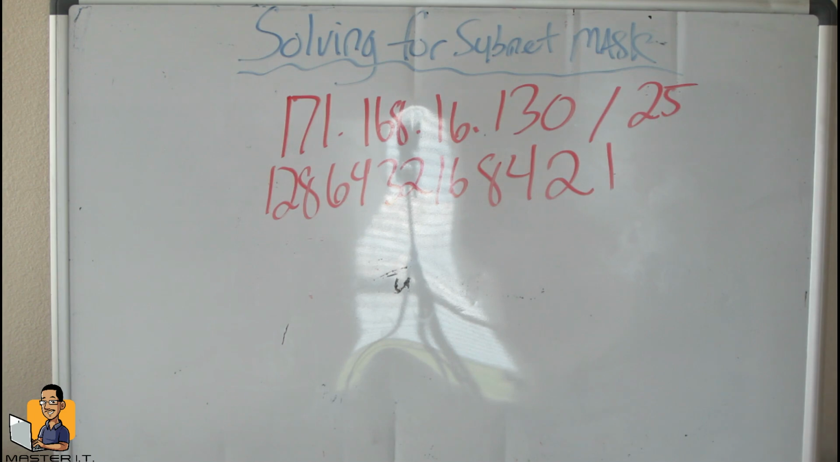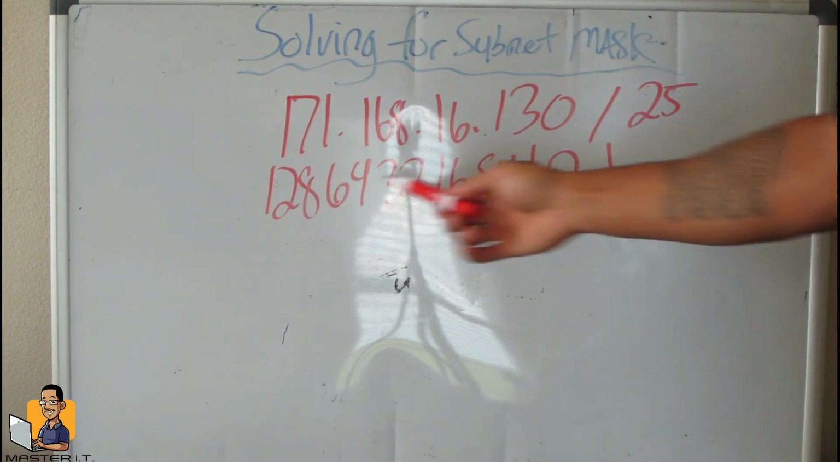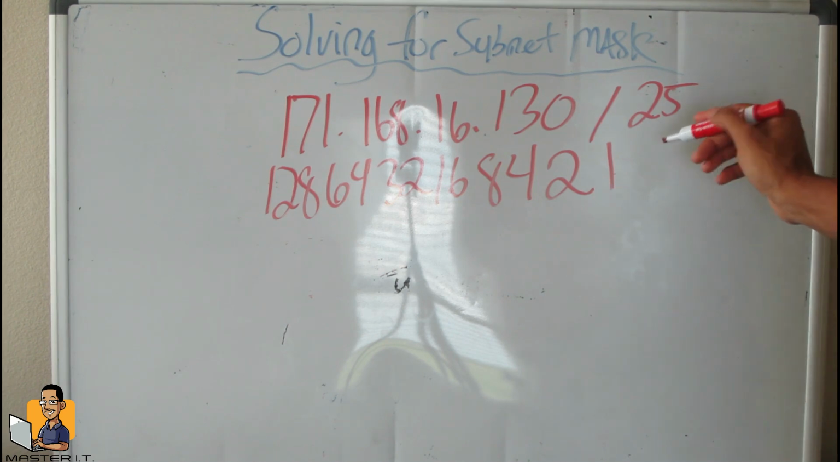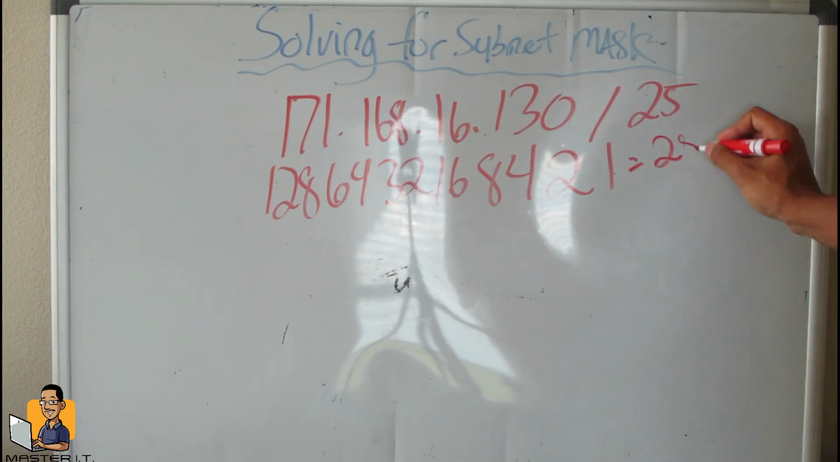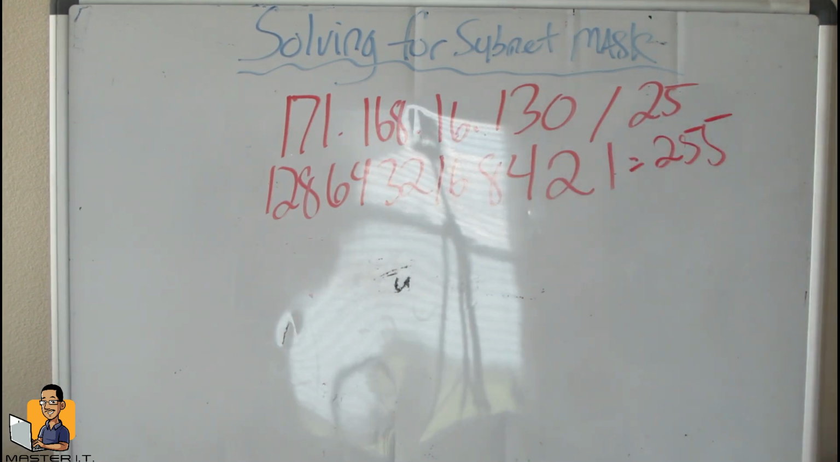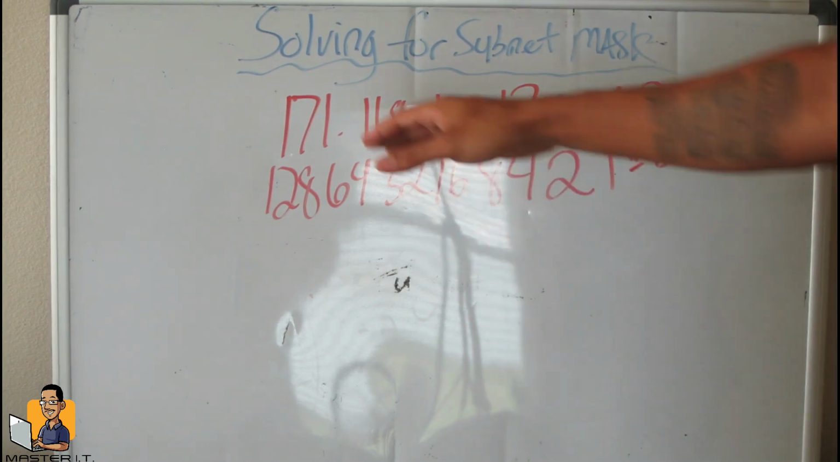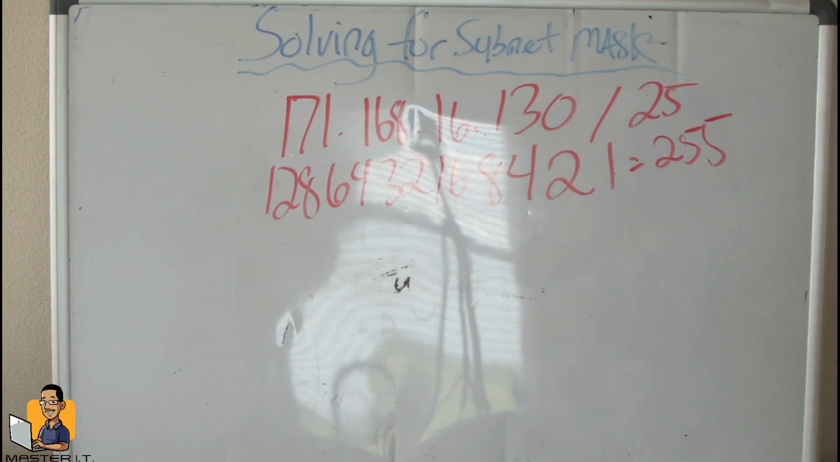All right, so with that being said, the easiest way to figure this out is just adding the bit values up that are on. All of these bit values, if you add them all up, will always equal 255, no matter what. So the subnet mask looks something like the IP address, meaning it has four octets, and all you have to do is add up the bit values that are on.